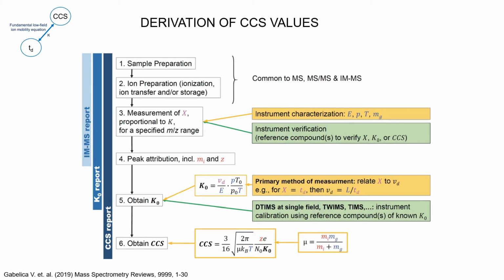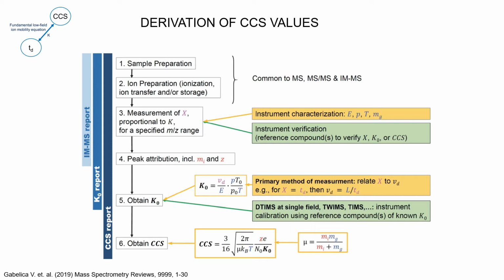In this image, the yellow color indicates the workflow allowing one to estimate K0 and CCS values without using any reference compound, that is the primary method of measurement. The green color indicates the workflow using reference compounds, which are compounds of known K0 measured across multiple instruments and laboratories to verify or calibrate the instrument. The input variables related to the ions are highlighted in red. The variables related to the experimental setup are in blue, and in purple, the variables deduced from the measurements.